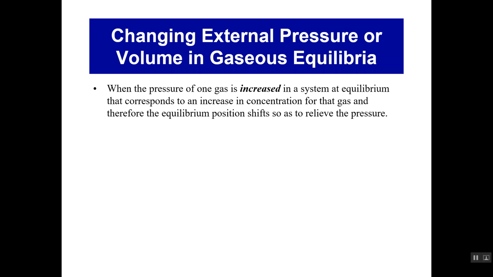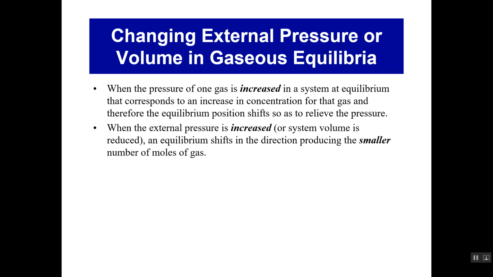All right, so basically what we're saying here is that if you were to increase the pressure of a gas in a totally gaseous system, then the system will respond by shifting the equilibrium position so as to reduce the pressure, which is tantamount to reducing the concentration, right? Now that's what happens when you change the pressure of one component in the system, all right? Now, what if you change the pressure of the entire system? So imagine, if you will, an entire system at equilibrium where all the components are gases. How will the system respond when you change the total pressure of the equilibrium system?